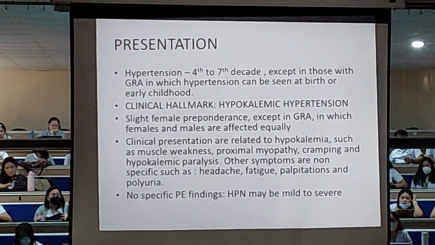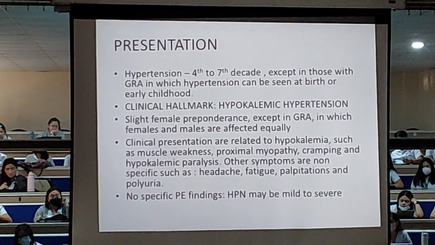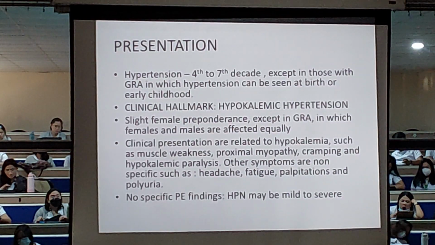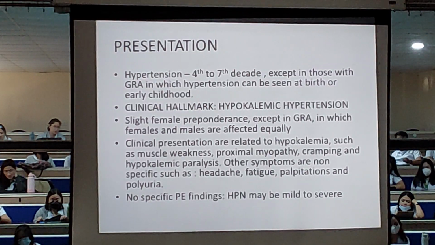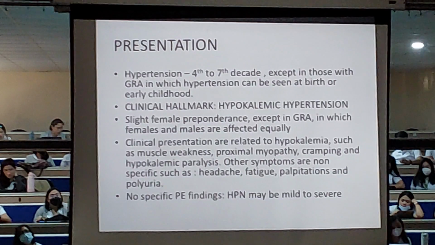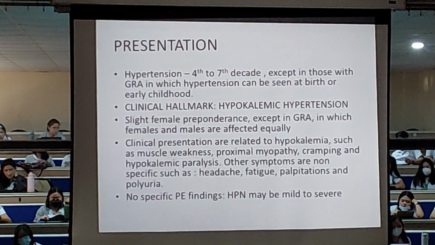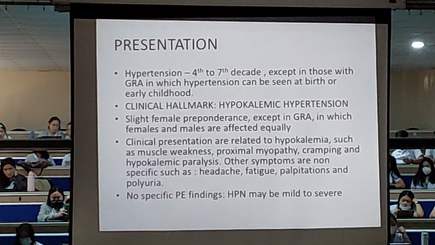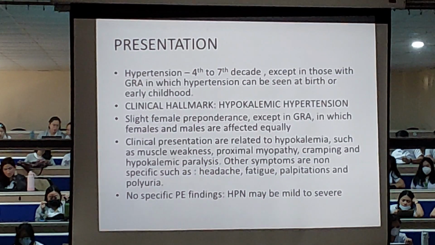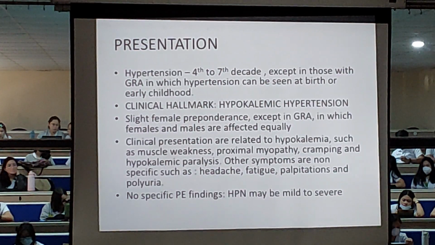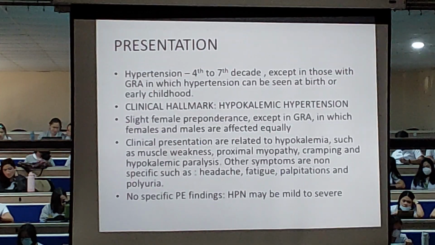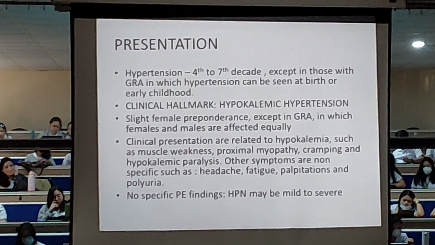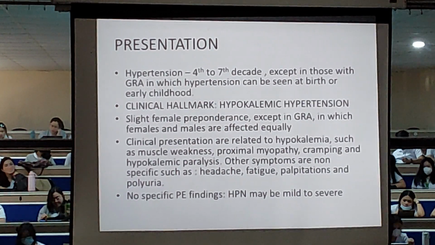The clinical hallmark of primary aldosteronism is hypokalemic hypertension. So hypertension plus hypokalemia. There is a slight female preponderance, except in glucocorticoid remediable aldosteronism, in which females and males are equally affected. The clinical presentation is related to hypokalemia: patients may have muscle weakness, proximal myopathy, muscle cramps, and hypokalemic paralysis. Other symptoms are non-specific, such as headache, fatigability, palpitations, and polyuria.